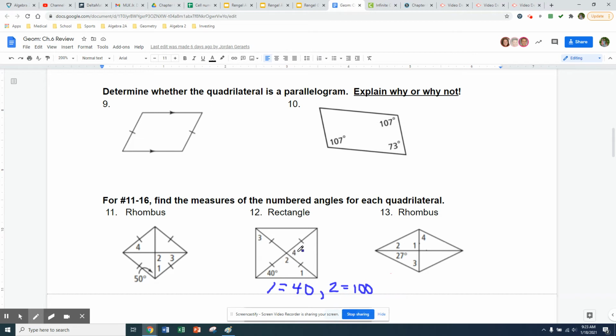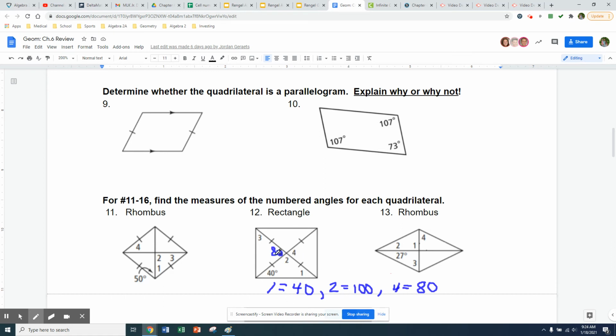Then we move into angle 4. Well, angle 4 and 2 make up a straight line, which means that they are supplementary. So angle 4 is going to be, if 2 is 100, 4 is going to be 80. Here we need to find some information that we don't need for the credit of the problem, but we need it to solve the problem. We need to know that 4 is 80. That means the angle opposite of it is also going to be 80.